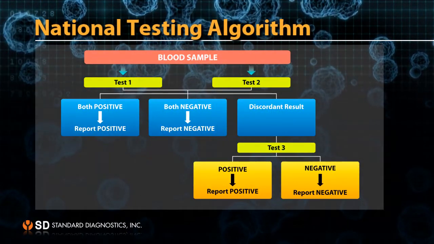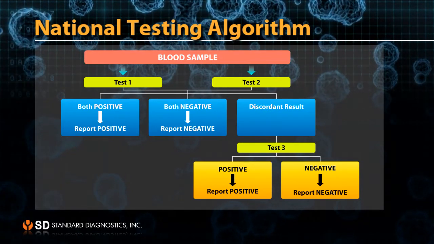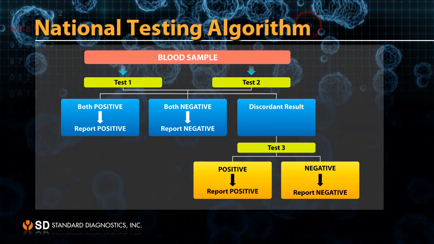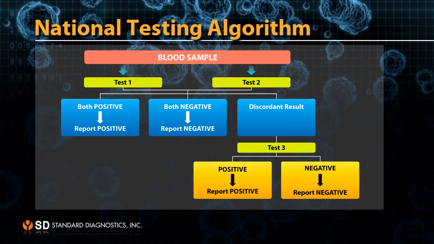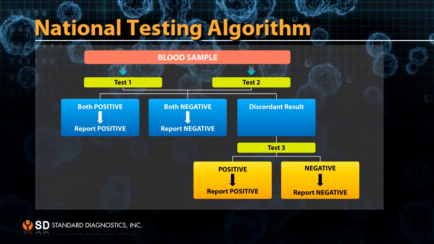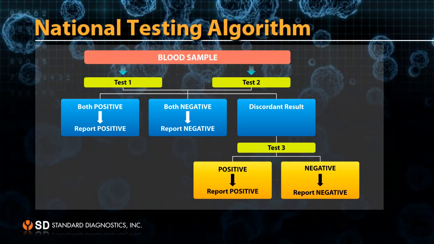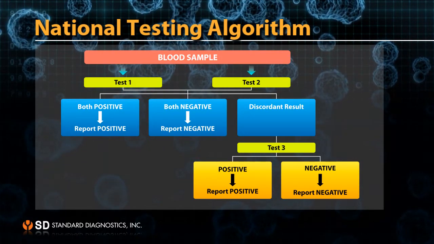Therefore, WHO recommended that testing algorithms should be developed at national level using HIV rapid tests. Samples are tested simultaneously by two different tests. When two test results disagree, for example, one is reactive and the other non-reactive, a third test must be performed.